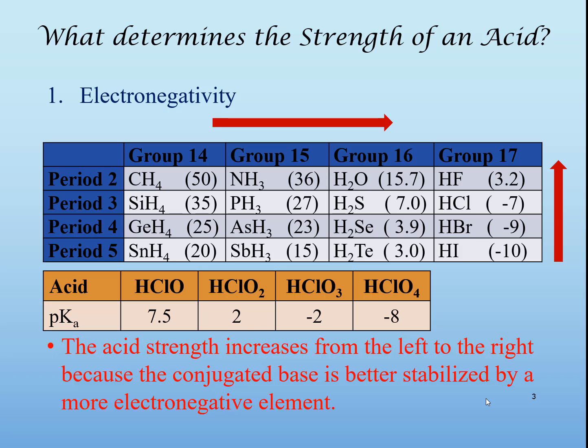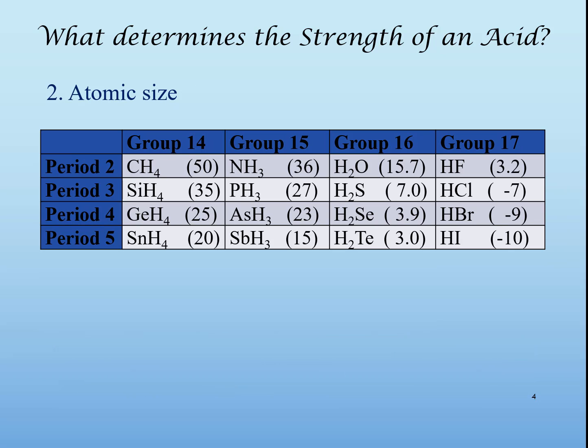The second factor we're going to look at is atomic size, which is kind of opposing this electronegativity to some degree. We see that the atomic size decreases from the left to the right because of the stronger attraction of the electrons on the valence shell. That means the fluoride ion is much smaller than the methylide ion.